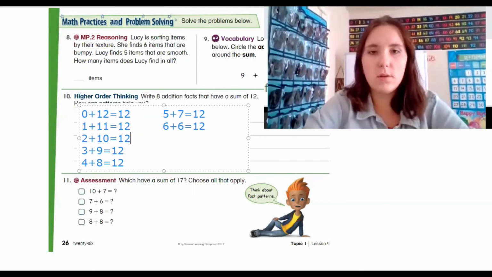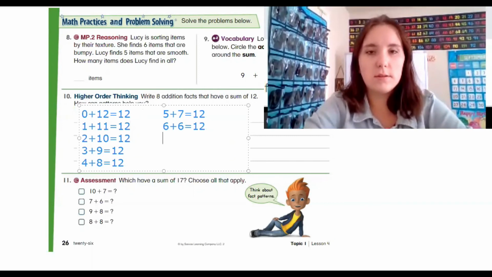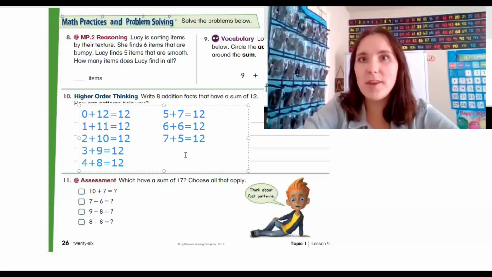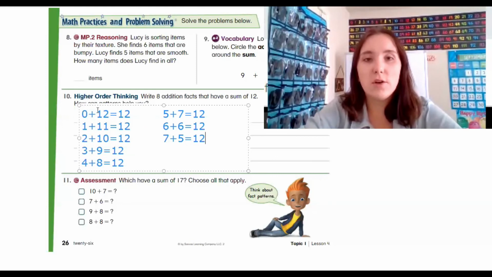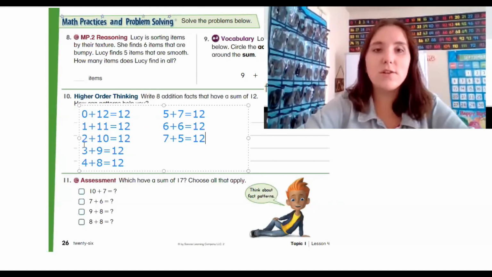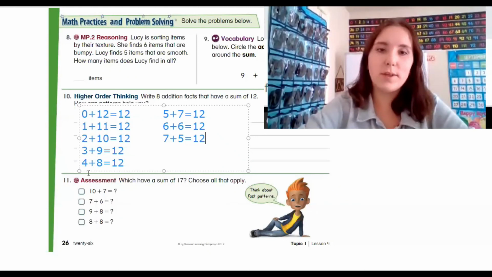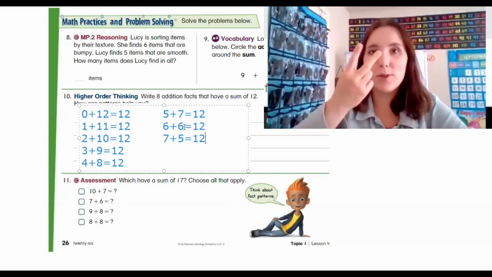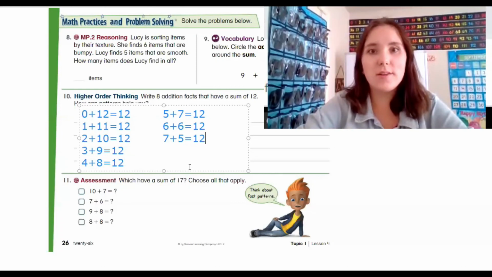And I know 7 plus 5 equals 12. So I just did 8 of the facts. There are a couple more that you might have on your paper too, but they are all versions of this, which means they are all a 0 plus a 12, a 1 plus an 11, a 2 plus a 10, a 3 plus a 9, a 4 plus an 8, a 5 plus a 7, or 6 plus 6. They might just be flipped around, okay? So there's 8 of them.